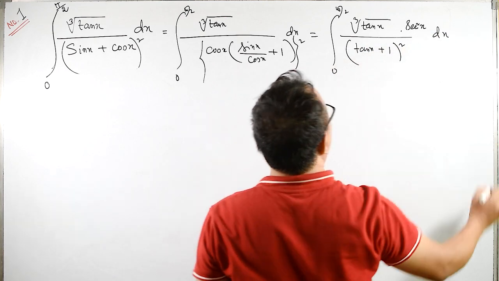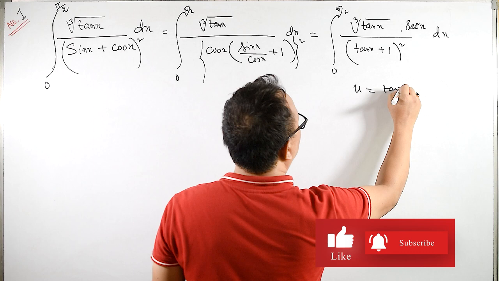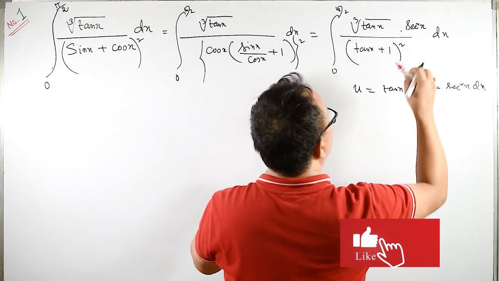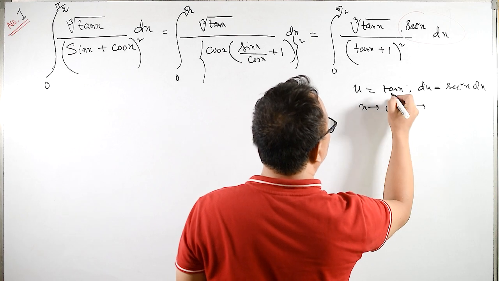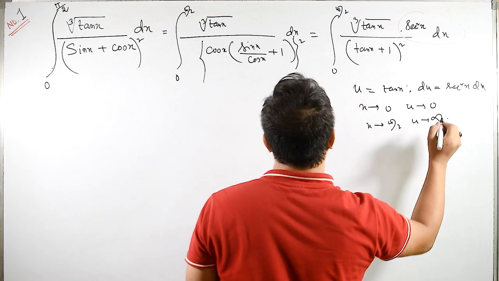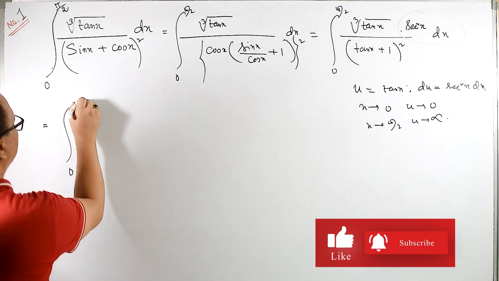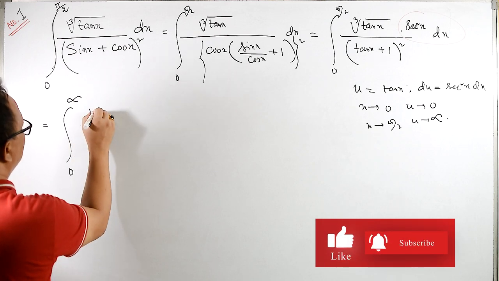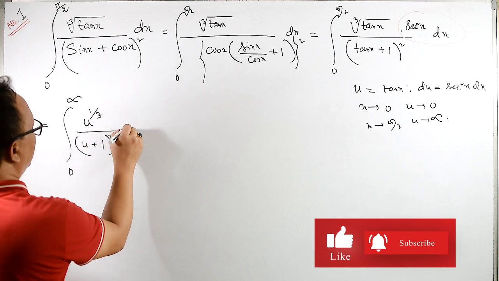So, let's substitute u equals tan x, and then du equals sec square x dx. For our limits: when x tends to 0, u tends to tan 0, which is 0. When x tends to pi by 2, u tends to tan pi by 2, which is infinity. So this equals the integral from 0 to infinity of cube root of u, or u raised to 1 by 3, upon (u plus 1) raised to 2, du.